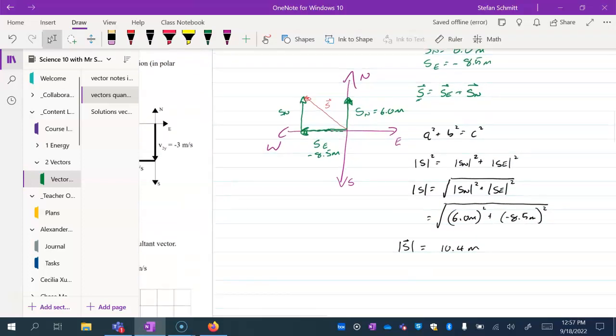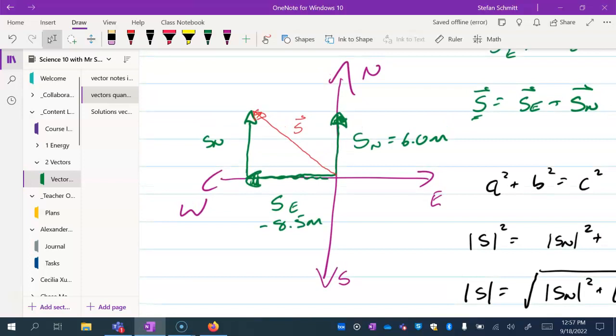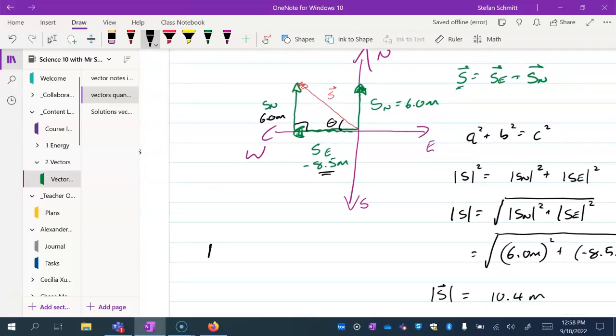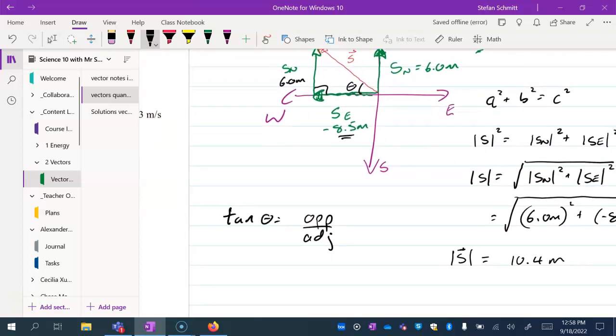Now let's find the direction. Again, we have a right angled triangle, and we have two sides of the right angled triangle. We have the east side, we have the north side, and we want this angle. So this is the opposite side of the triangle. This is the adjacent side. Which ratio is that? That's the tangent ratio. So tangent of the angle equals opposite over adjacent.